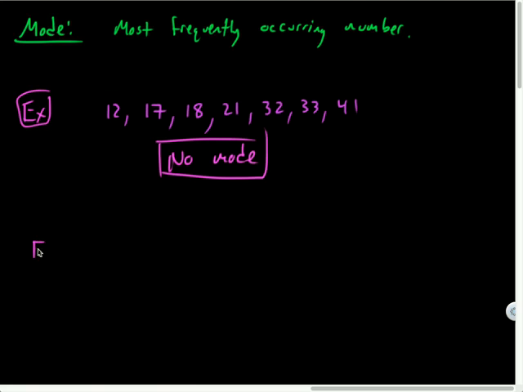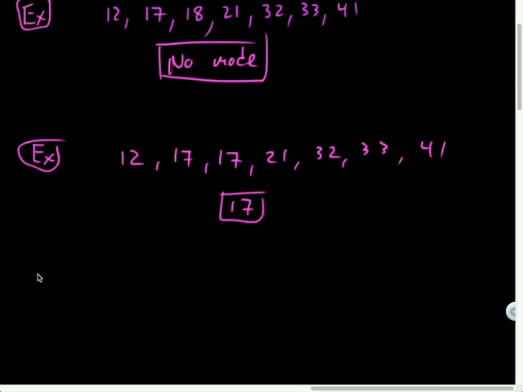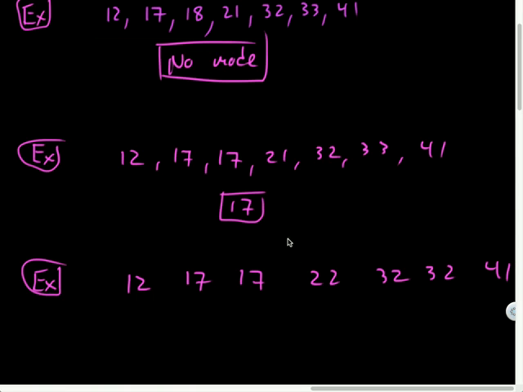But let's say I had this list, 12, 17, 17, 21, 32, 33, and 41. In this case, the mode would have been 17, right? But it turns out if, let's say I had 12, 17, 17, 21, 32, 32, and then 41. In this case, it's actually a double tie, right?